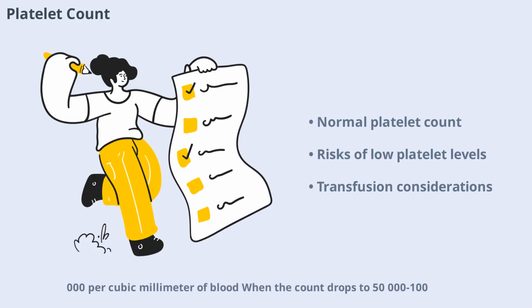When the count drops to 50,000 per cum, bleeding occurs after severe trauma or surgery. Counts below 50,000 per cum increase the risk of spontaneous bleeding, including intracranial hemorrhage. Minor oral surgical procedures can be safely performed if platelet count is adequate, but patients with low counts may require transfusion of platelet-rich plasma. Monitoring platelet count is essential for preventing excessive bleeding during and after oral surgery.